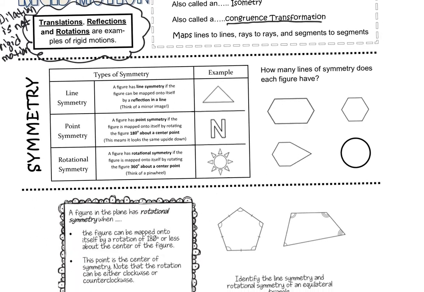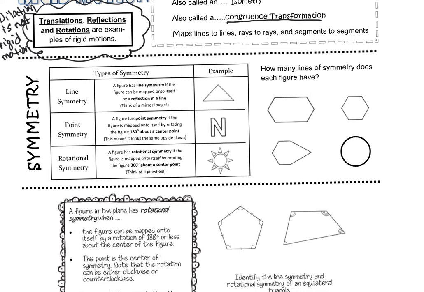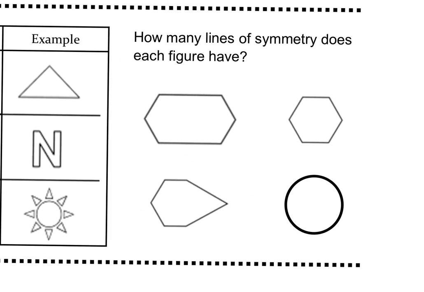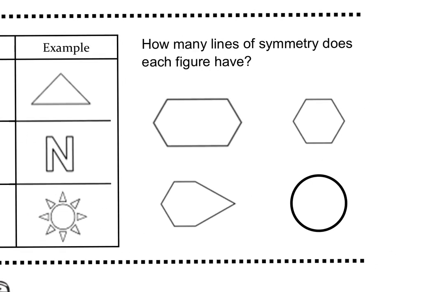Let's look at symmetry. We've got different types of symmetry: line of symmetry, point symmetry, and rotational symmetry. We're going to talk about these examples here. In your classes, we're going to go over a little bit of lines of symmetry and rotational symmetry. I'm going to work over here, show you just an example of lines of symmetry and how this works.